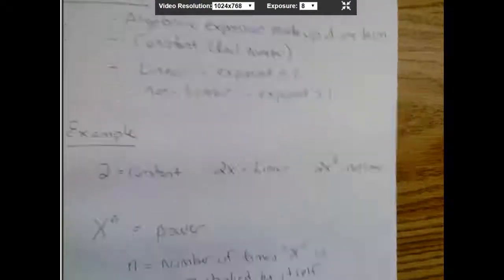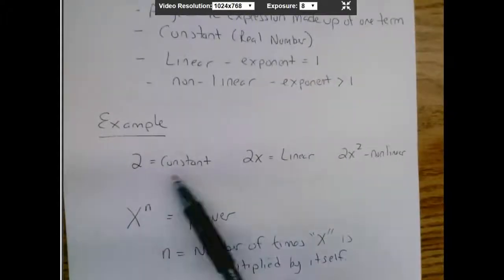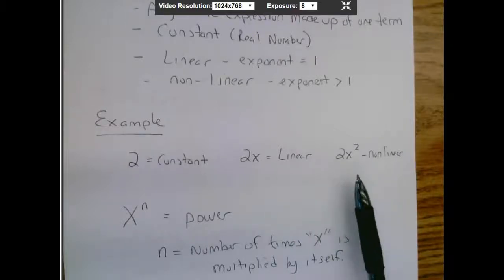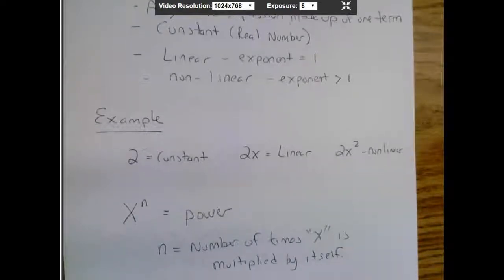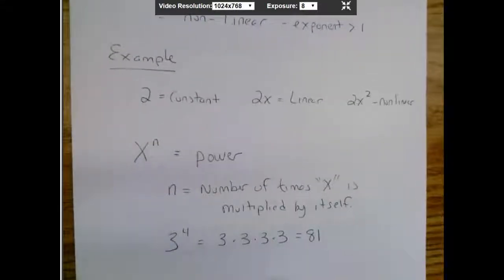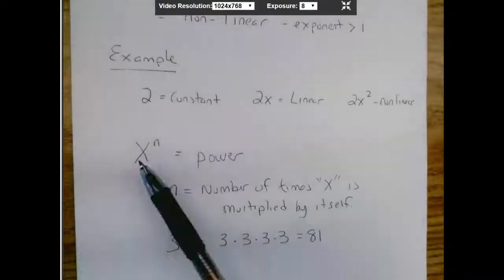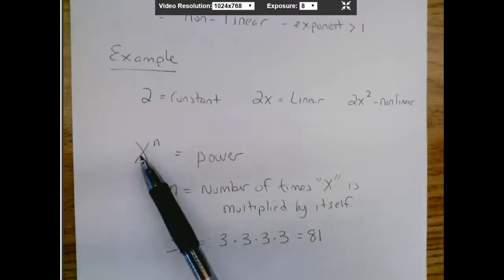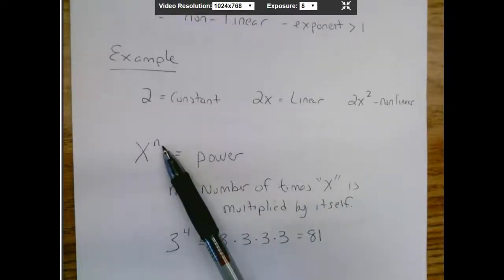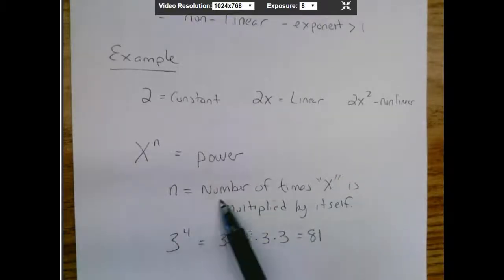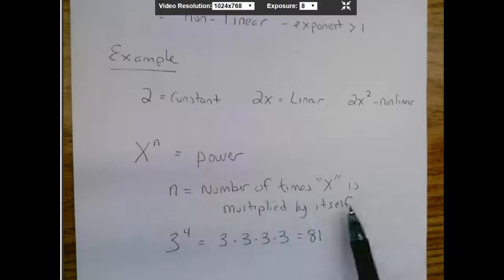So here's some examples of monomials. And 2 is an example of a constant. 2x would be linear, and 2x squared would be nonlinear. Okay. So now, taking this idea of a monomial and comparing it to exponents, we might have a monomial, x, and it could have a number in front of it, 2x. But then we have an x and an n. Whenever we see something like x with the letter n, that is called a power. And then n equals the number of times x is multiplied by itself.